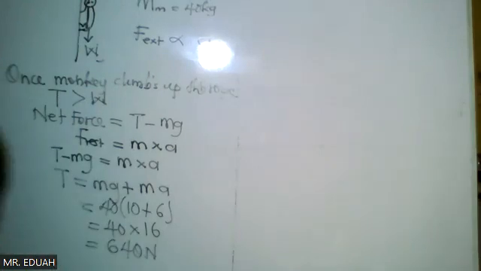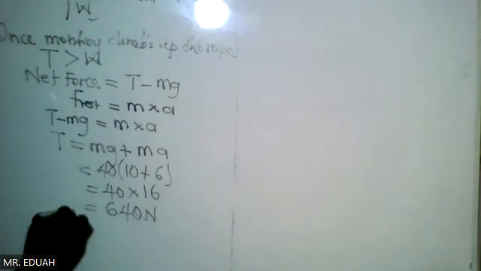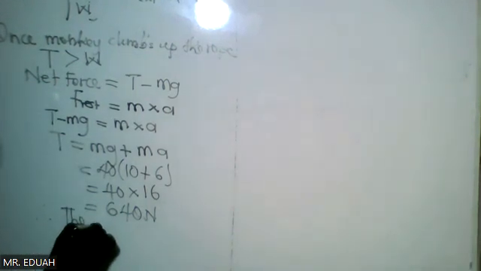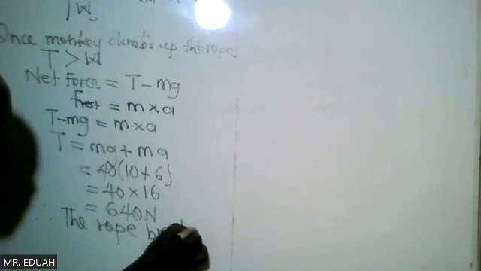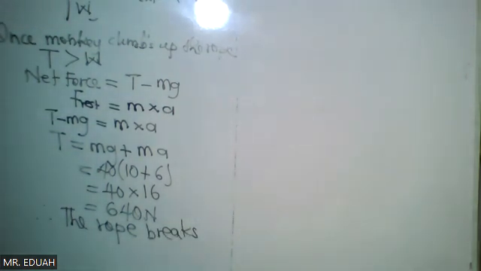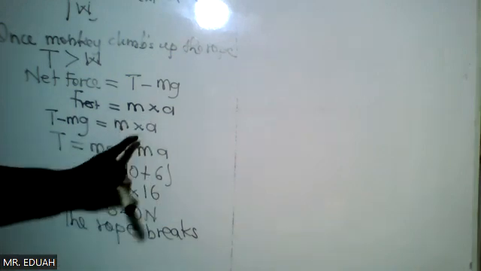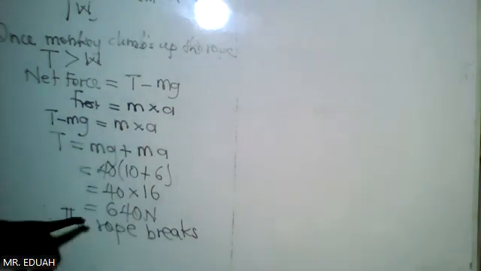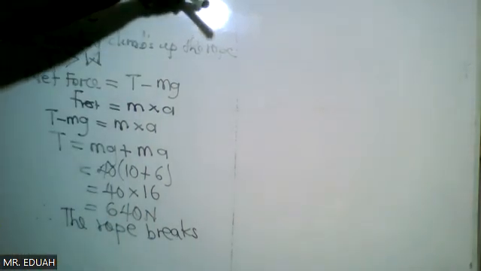So therefore, the rope breaks in this situation. Okay. When the monkey accelerates up the rope, with this amount of acceleration, the rope will break. Because when we calculated, we have our tension greater than the maximum it could bear.